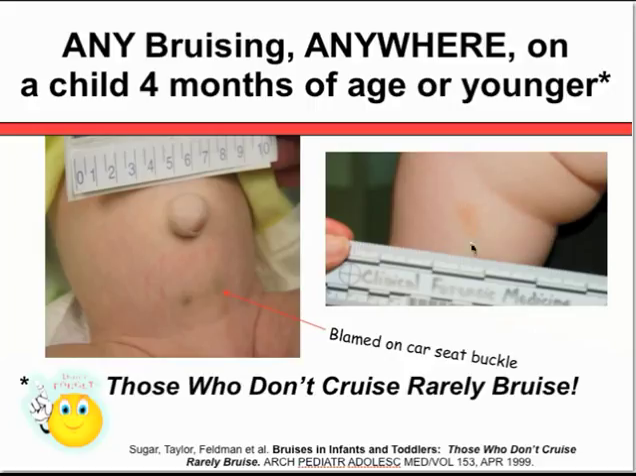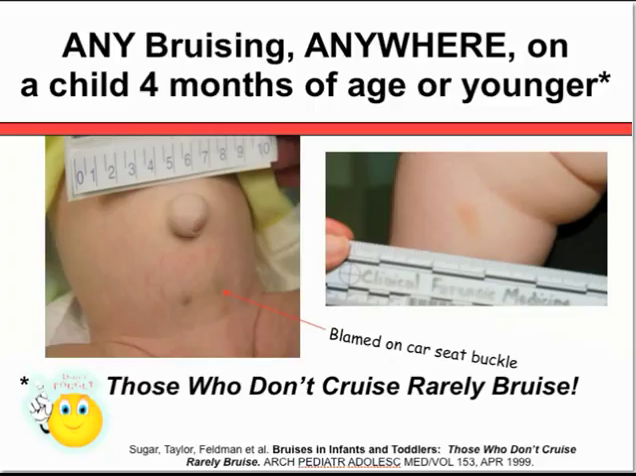The example on the right is a 4-month-old who presented for a 4-month well child evaluation. No social red flags, no concerns with the family, but there was this single bruise on the back of the left thigh. The family was unsure where the bruise came from or when it had first appeared. Because of the 10-4 bruising rule, the doctor decided to send the child for a full evaluation, where he was discovered to have multiple fractures. Remember, when evaluating babies, those who don't cruise rarely bruise.